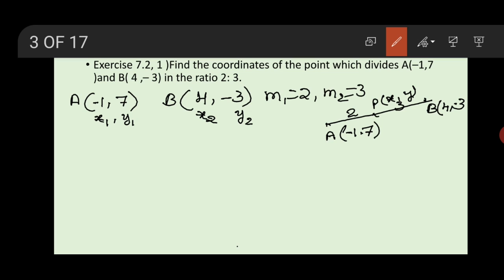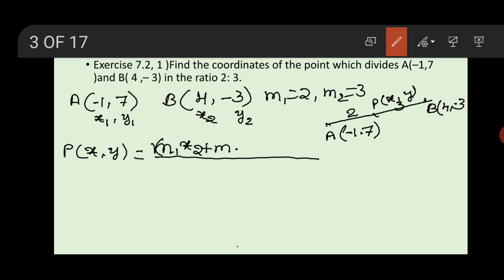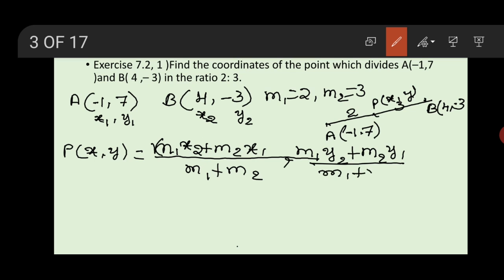Use the formula. Section formula is what? P x comma y is equal to, can you recall the formula? M1 x2 plus M2 x1 divided by M1 plus M2, and another point is what? M1 y2 plus M2 y1 divided by M1 plus M2.